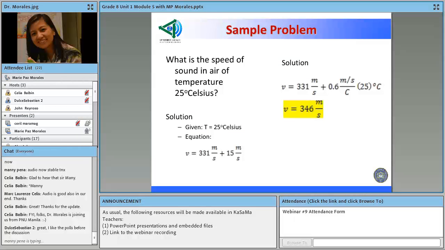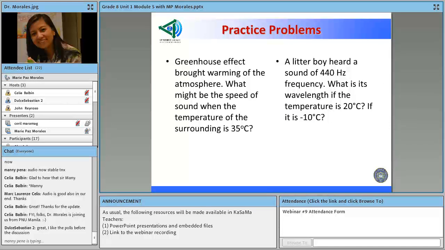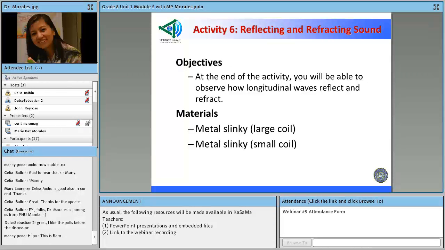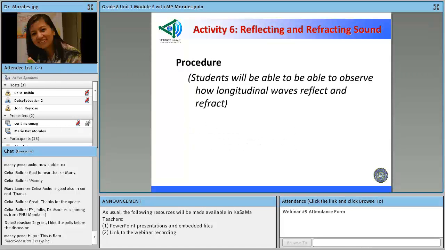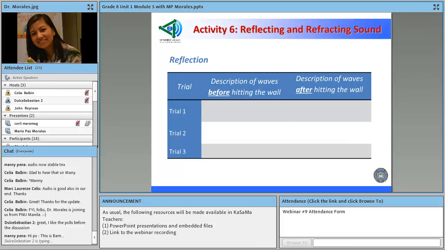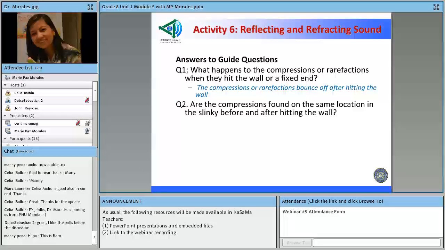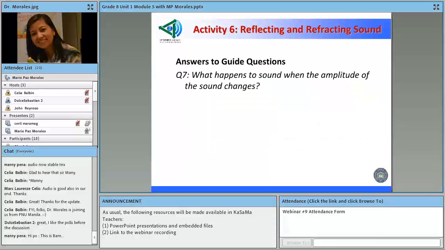Okay, you can also give them some sample problems, just like this one, and some practice problems. The answers to this are found in the teacher's guide. Okay, and finally, activity number 6 is all about observing longitudinal waves as they reflect and refract. So we make use of these materials, and students here will be able to observe how longitudinal waves reflect and refract. And after which, they are to complete two specific tables, so the one for reflection and the other one for refraction. These are again the guide questions for your post-discussion.